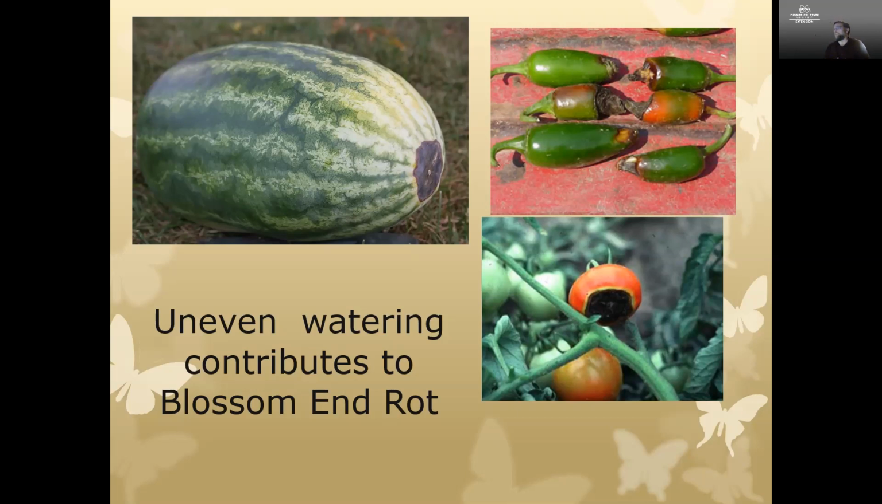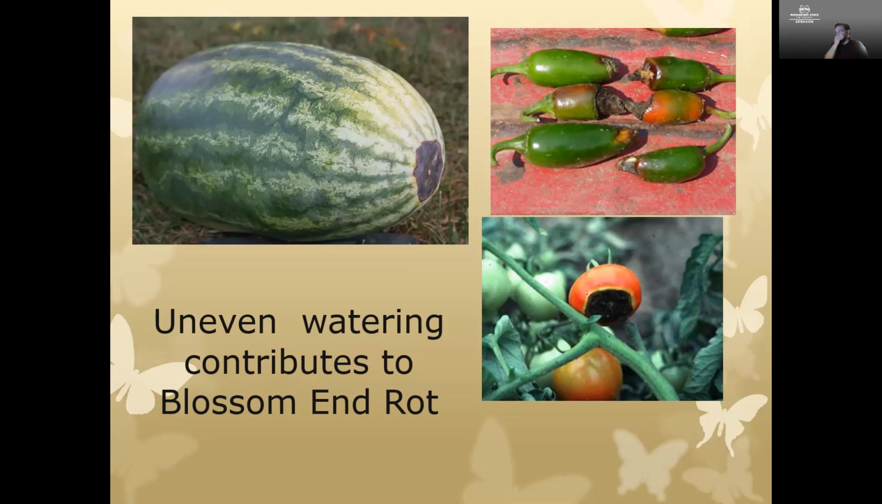We call that blossom end rot. And now the real solution to blossom end rot is to keep your watering as even as possible. Of course, if you're growing vegetables, having a drip irrigation system can be very helpful for that. But oftentimes, if we have rains or dry conditions, it's very easy for blossom end rot to occur in gardens.